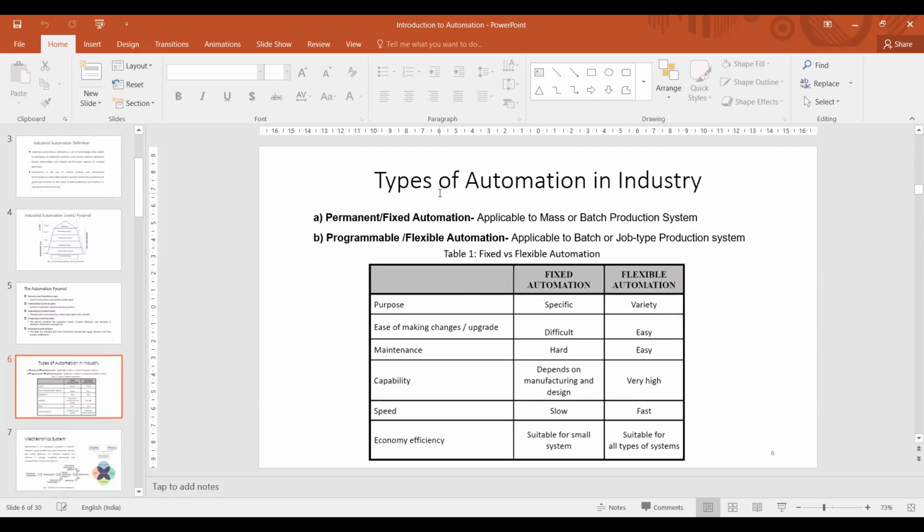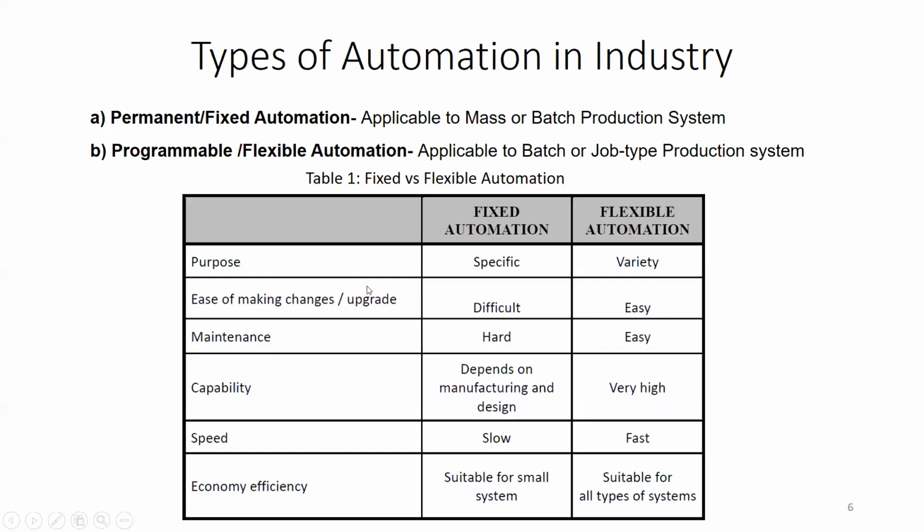Okay, now coming to the next slide, that is types of automation in industry. What are the various types of production systems and what are the various types of automation systems applicable to these production systems? From the industry point of view, as we are studying industrial automation, we need to consider the aspect of the industry where manufacturing or a service is going on.